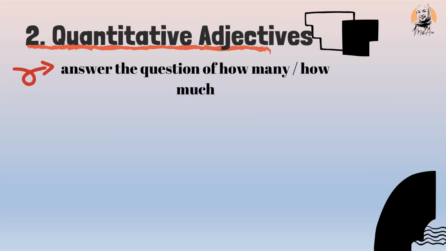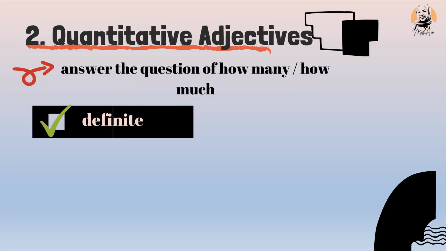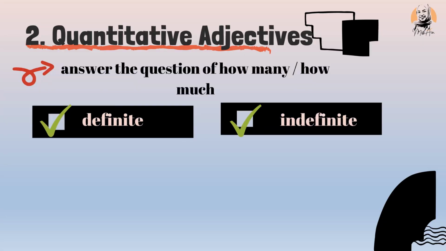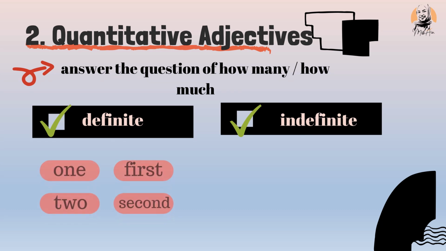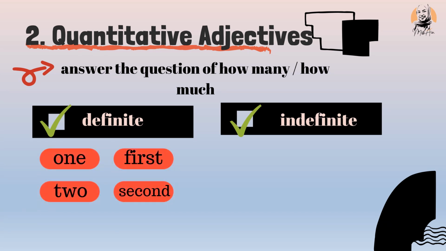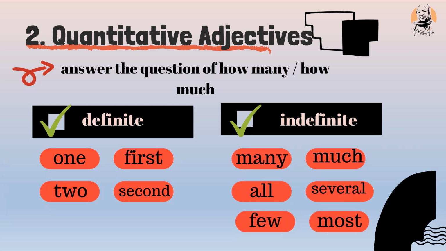The next type of adjective is called quantitative adjective. It answers the questions of how many or how much. There are two types of quantitative adjectives. The first one is definite and another one is indefinite. For definite, it answers the question of how many. For example, 1, 2, first, second. And for indefinite, many, much, all, several, few, most.